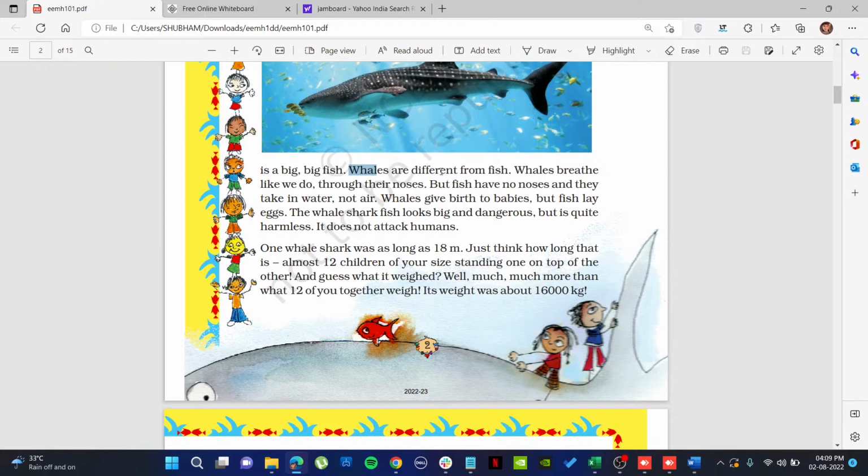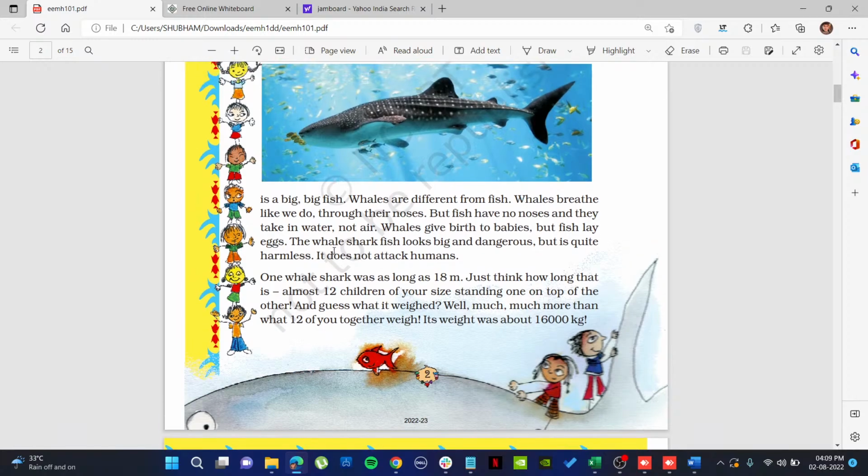And whales are different from fish. You know, there is another interesting thing about whales. Whales breathe in the same way as we do. They breathe from their noses. But when it comes to some other fish, they have no noses and they breathe in water. Whale gives birth to babies, but fish lay eggs. This is another interesting thing and another difference.